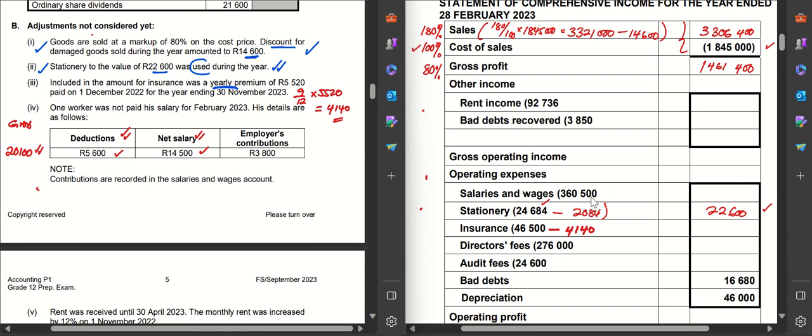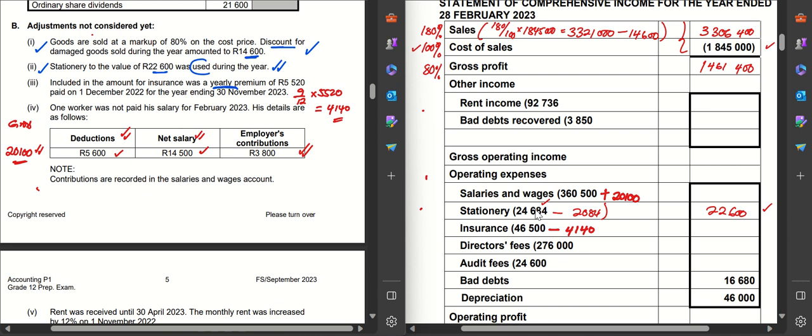I would come here now to my gross salary, and then I would add to my salaries and wages. I would come to my salaries and wages, and I would add that gross salary, which is my 20,100. Okay, some of you would have just come and added the 5.6 and the 14.5. That is very correct. That is very correct. All right, but I want you to understand that here we record the gross. Then the contribution will also be recorded.